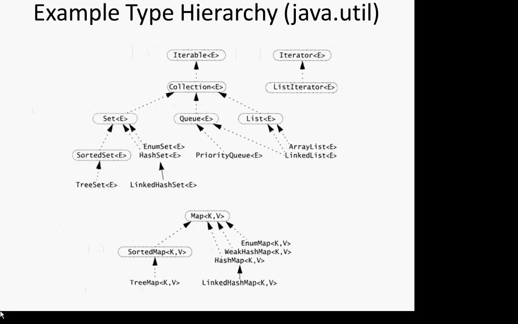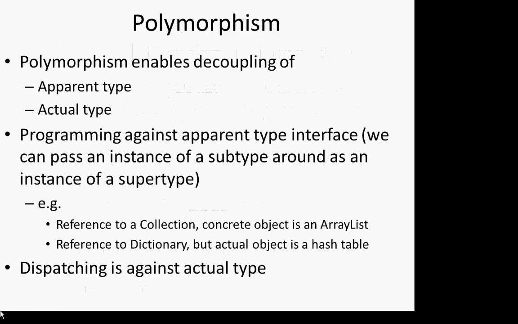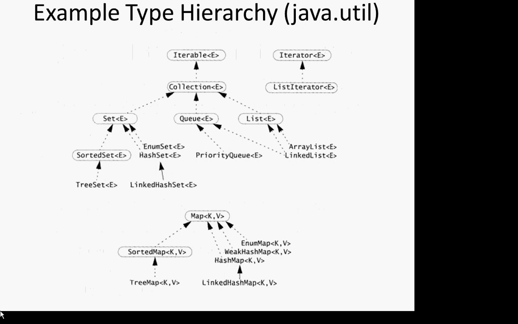A second issue has to do with polymorphism. So, describe to me, characterize for me what polymorphism is.